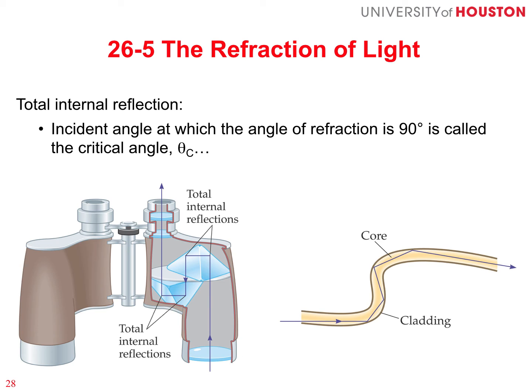Here we have two devices that use total internal reflection, a pair of binoculars on the left and some fibre optic cable, which is used to carry information such as internet traffic, on the right.